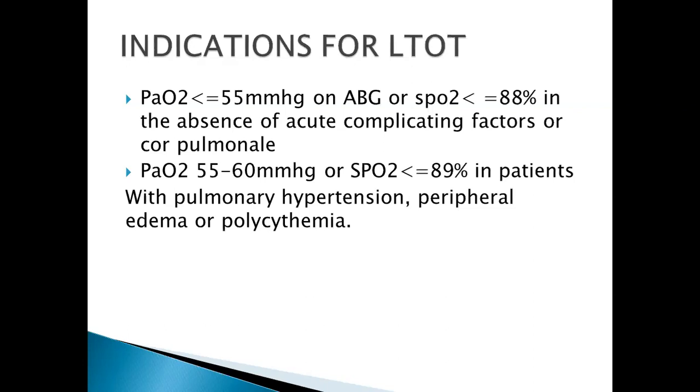And then those who have the partial pressure of oxygen between 55 and 60, or the saturation less than 89, but have other associated complicating factors, and then the cor pulmonale, you can also start them on the long-term oxygen therapy. And it's actually a low dose oxygen that you give between 2 and 4 liters per minute, aiming at a saturation of 88 to 92% because of the danger of elimination of the hypoxic drive and then tipping the patient into respiratory failure.